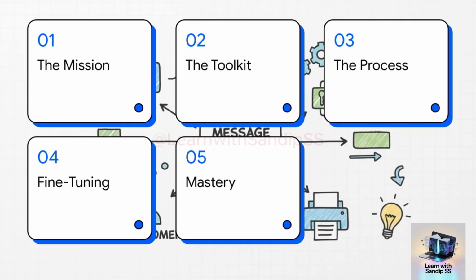And here's how we're going to do it. First, we'll cover the mission. What exactly is message determination? Then we'll open up the toolkit and look at the 4 key pieces that make it all work. After that, we'll walk through a real step-by-step example. We'll even see how to fine-tune the process. And then we'll wrap it all up with the key takeaways you need to know. Sound good? Let's kick things off with the mission.